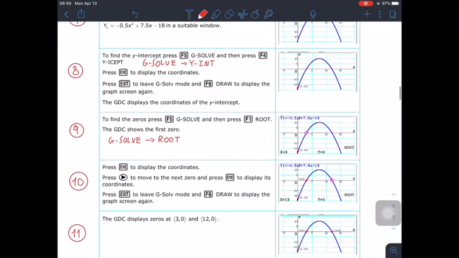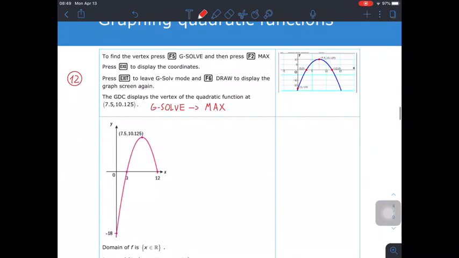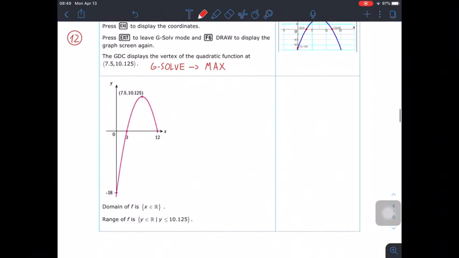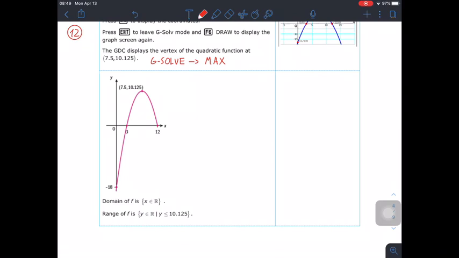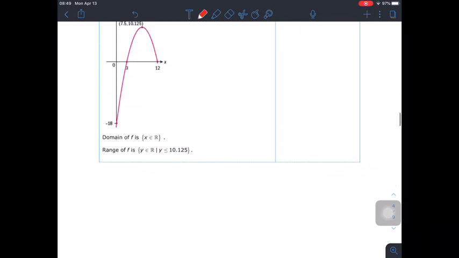Here are all the commands I already explained. Yes, 12 steps, and then you have the sketch of the parabola. Domain, all real numbers. Range, y less than or equal to 10.125, which is the same as we wrote up there. Okay, so I hope this is clear.